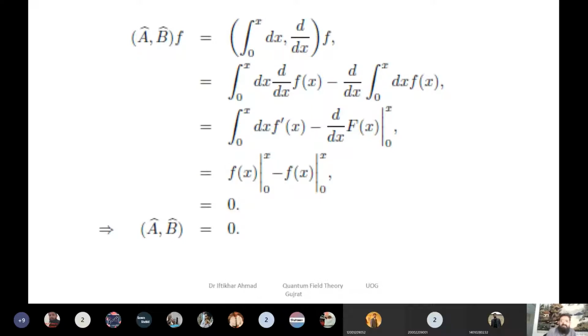In the first term you can take the derivative, so you can write it in the form of f dash x, and again minus d over dx of the integral from 0 to x of f of x. Here the capital F means the integral from 0 to x of f of x dx, because we don't know the value of the function f of x, so we can write it in the form of capital F of x from 0 to x.